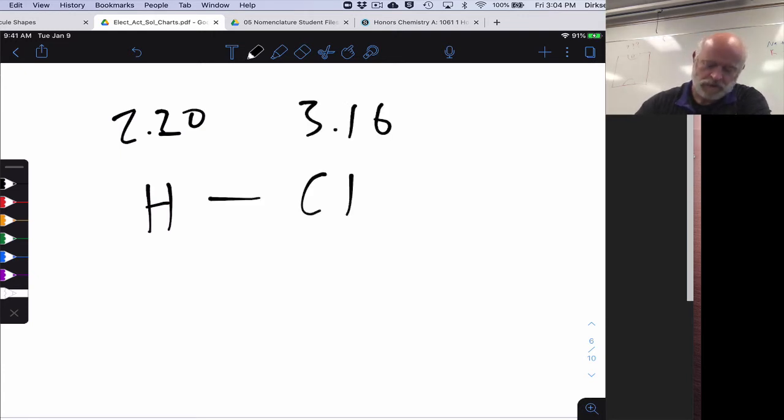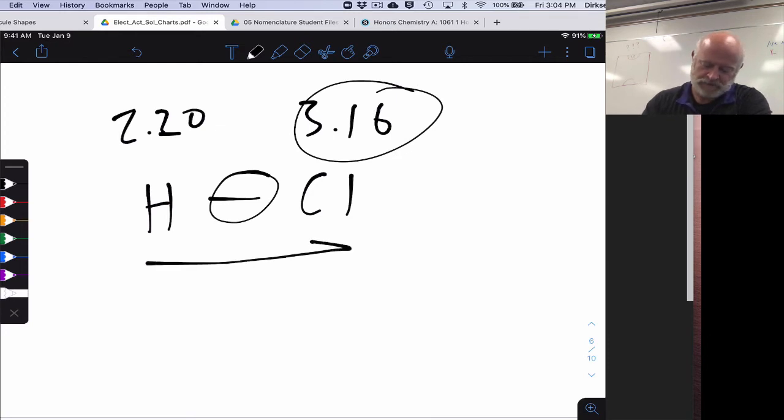3.16, okay? So in that bond between hydrogen and chlorine, there is sharing, okay? But this bond that is being shared is not shared equally. Chlorine is more electronegative right here. So more of the time, the electrons spend on the chlorine side and less on the hydrogen side, okay?